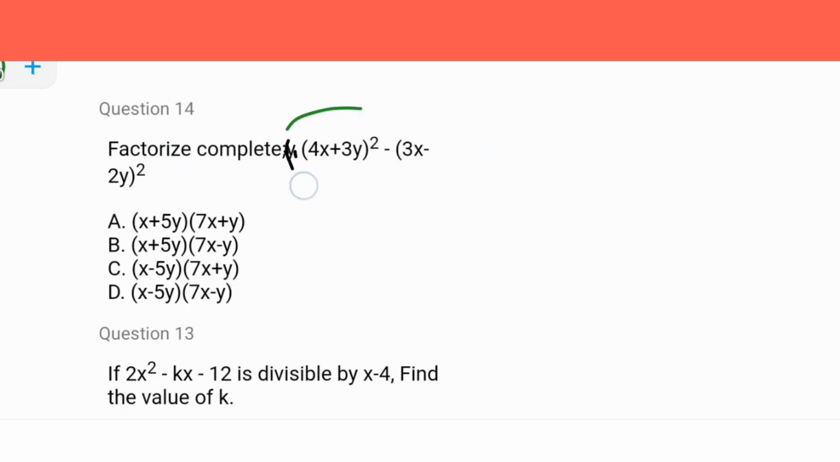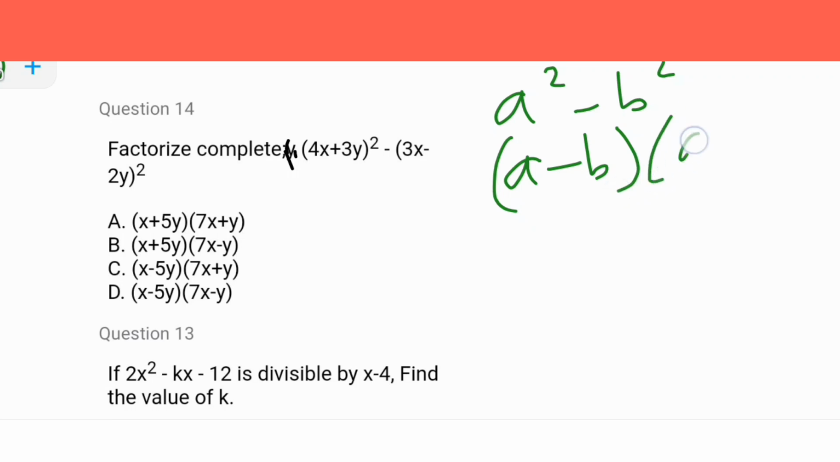Okay, so you just pick the first one and add it to the second one. Then you subtract them later. So difference of two squares is like this: a squared minus b squared. That will just give you a minus b, a plus b. Okay, straight up like that.